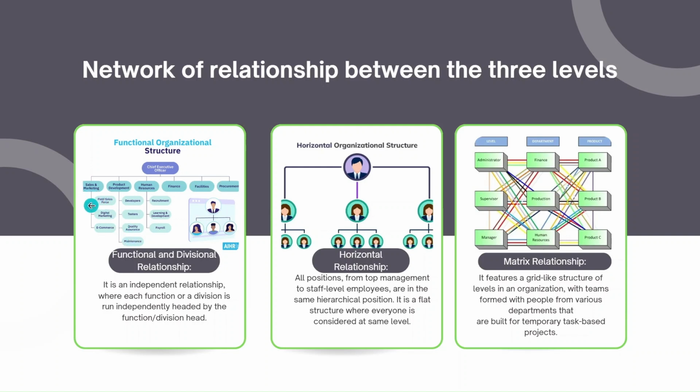The sales and marketing manager would have a field sales force, digital marketing head, and e-commerce head. Product development would have developers, testers, quality assurance, and maintenance. In this way, the vertical or functional organization works. They communicate like a vertical structure, with a top-down approach or bottom-up approach.